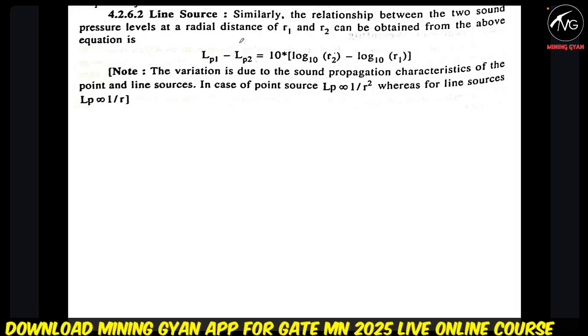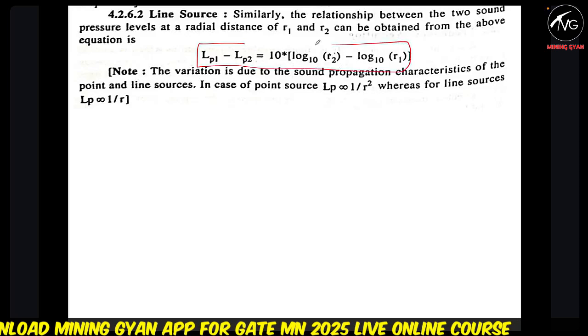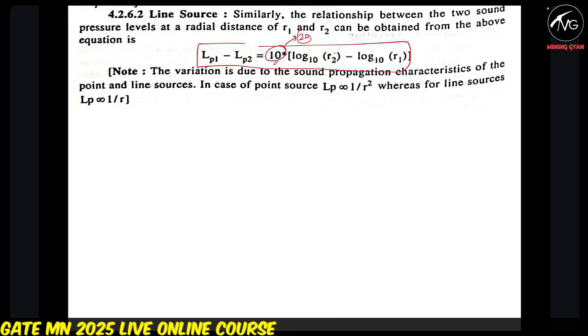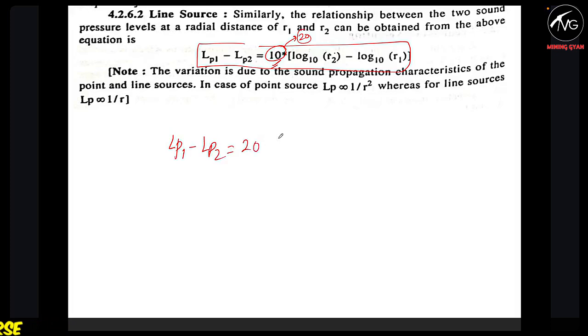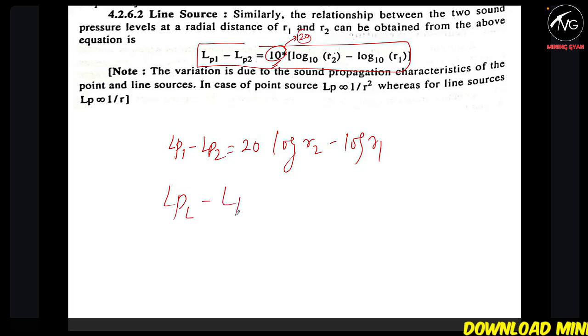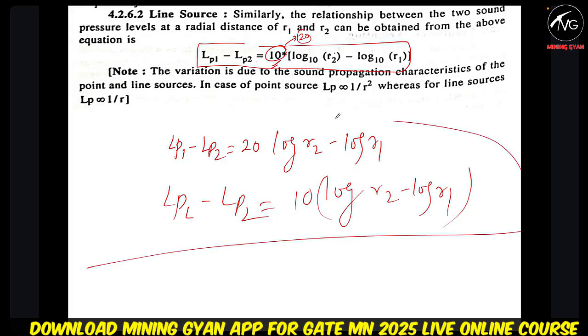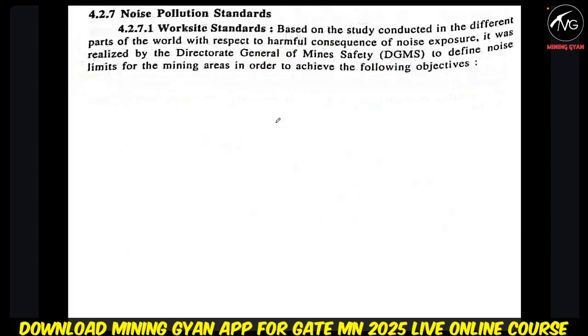And for the line source, you have to consider: in the first formula they were 20, and in the second, for the point load, LP1 minus LP2 was 20 log R2 minus log R1, and for line load, 10 log R2 minus log R1. Okay, this formula you should remember.